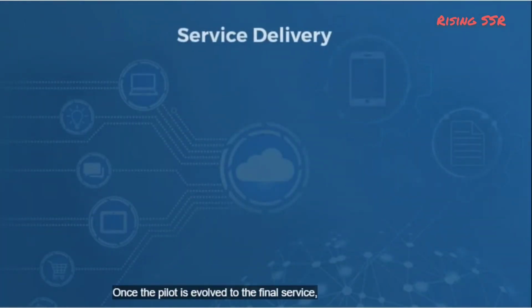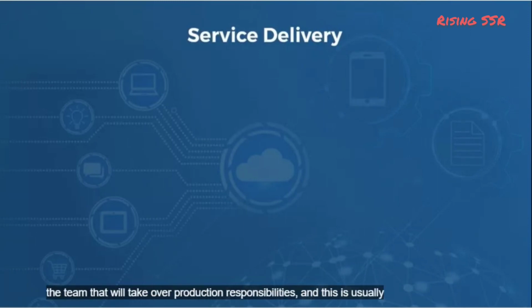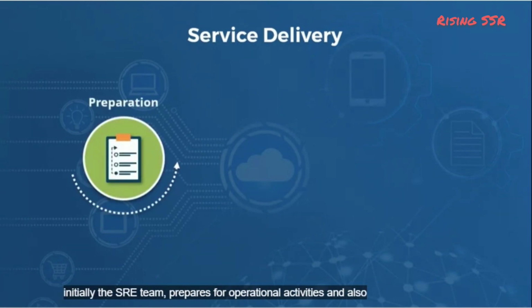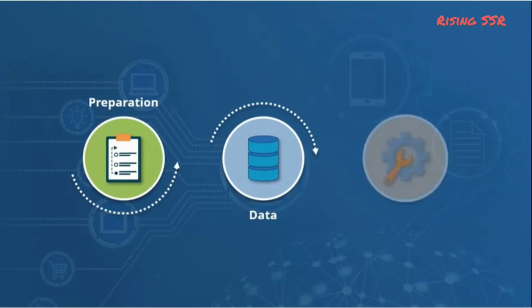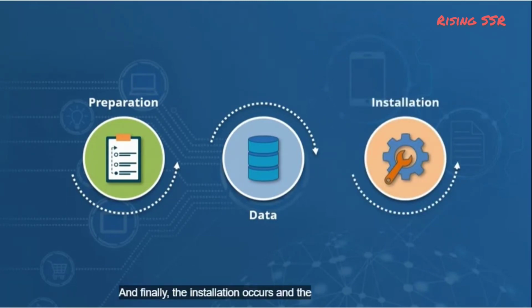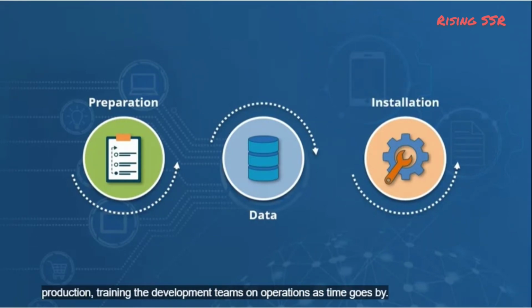Once the pilot is evolved to the final service, the team that will take over production responsibilities, and this is usually initially the SRE team, prepares for operational activities and also prepares to handle any incidents in production. Data is moved from the old system, if one exists, to the new system if necessary. And finally, the installation occurs and the SRE team handles the system operations in production, training the development teams on operations as time goes by.